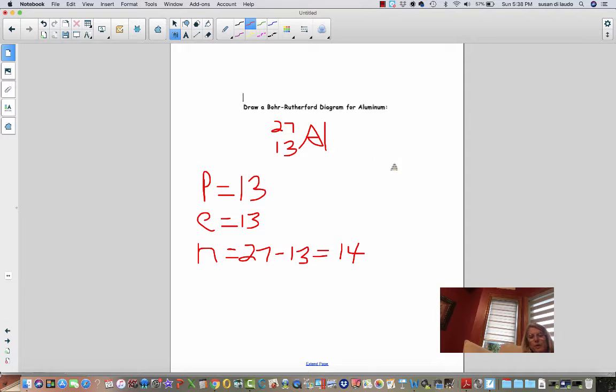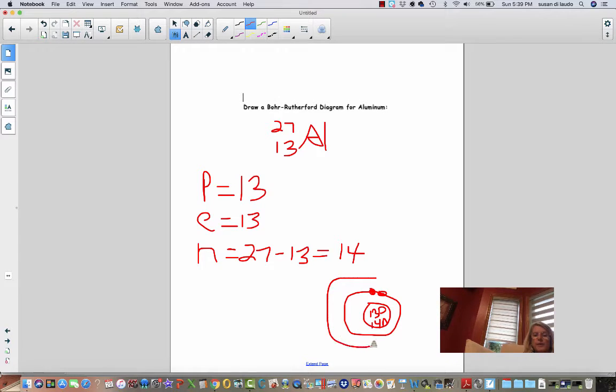Then when you draw your Bohr-Rutherford diagram, you're going to draw your nucleus, and there's 13 protons, because I know those are in the nucleus, and there's 14 neutrons. That's my nucleus. That's my number of protons, there's my number of neutrons, and that gives me my atomic mass of 27 in total, concentrated in the nucleus. Then I'm going to draw my first energy level. I can fit 2 electrons there.